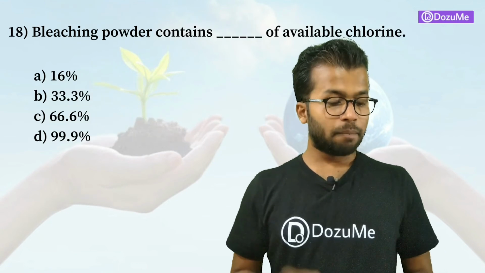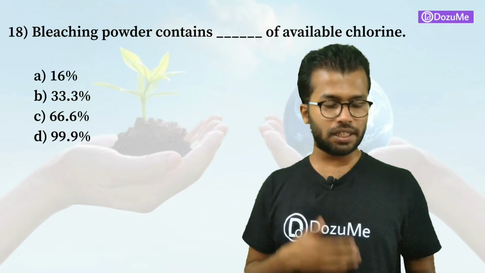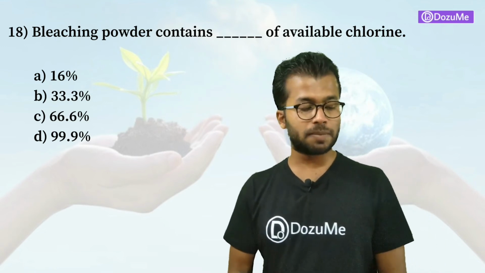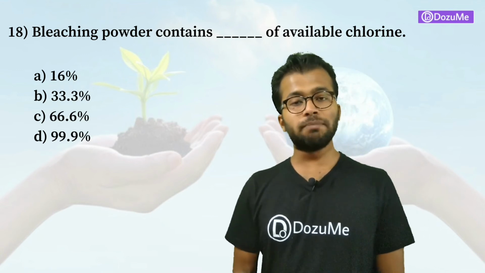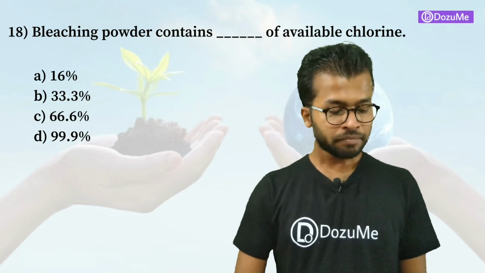Question number 18. Bleaching powder contains what amount of available chlorine? 16%, 33.3, 66.6 or 99.9. If you know the answer, comment it with the specific question number 18. Option B will be the correct answer. Bleaching powder has 33.3% of chlorine.